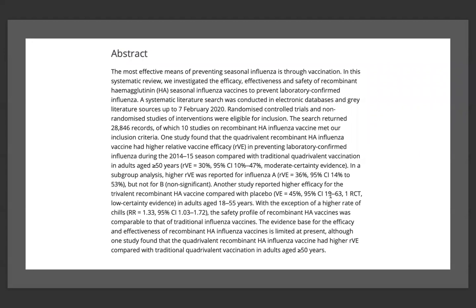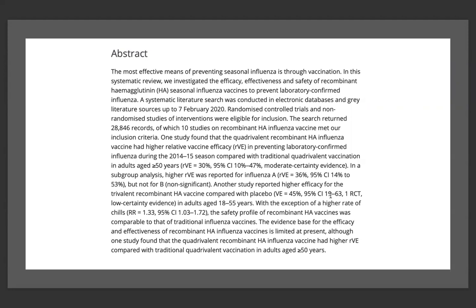In this systematic review, we investigated the efficacy, effectiveness, and safety of recombinant HA seasonal influenza vaccine to prevent laboratory-confirmed influenza. A systematic literature search was conducted in electronic databases and gray literature sources up to 7 February 2020. Randomized controlled trials and non-randomized studies of interventions were eligible for inclusion. The search returned 28,846 records, of which 10 studies of recombinant HA influenza vaccine met our inclusion criteria.